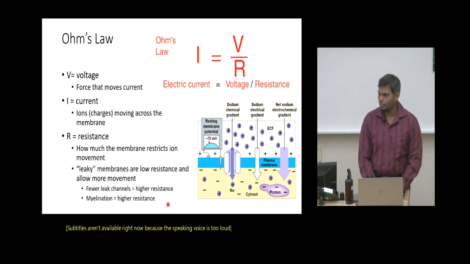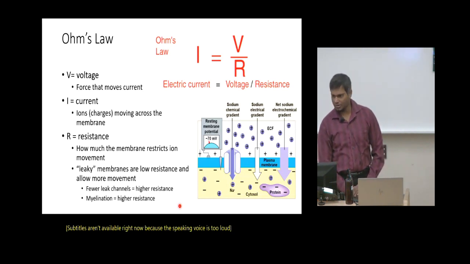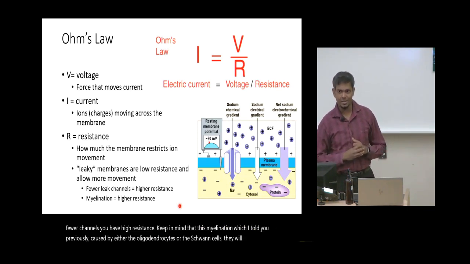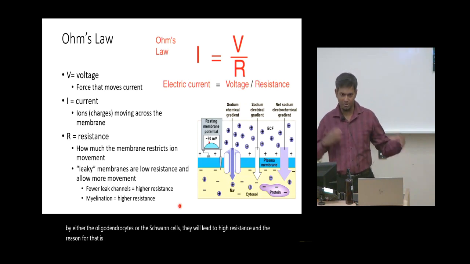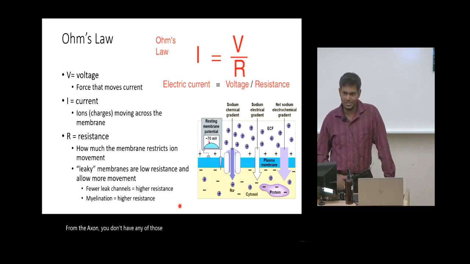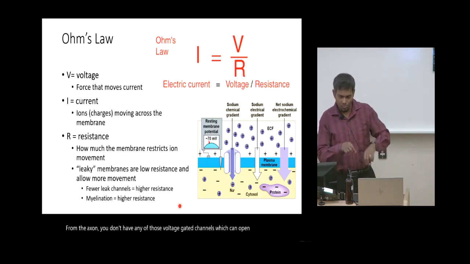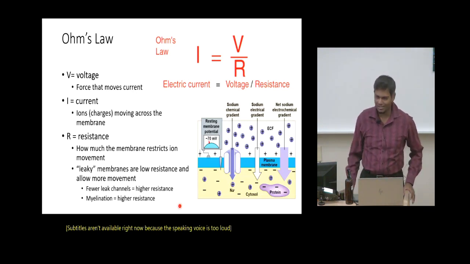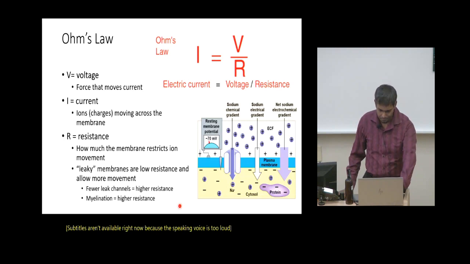Keep in mind that this myelination, which I told you previously, caused by either the oligodendrocytes or the Schwann cells, will lead to high resistance. The reason for that is when the myelin sheath is wrapped around the axon, you don't have any of those voltage gated channels which can open and close. It's like you have a tube with holes in it and you take a tape and wrap it all around those holes, so those holes are non-existent.